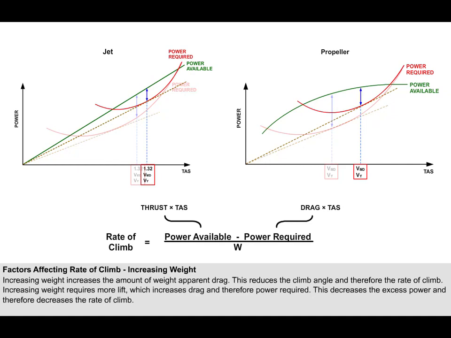This results in less excess power available, and therefore a decrease in the rate of climb. The power graphs for both jet and propeller demonstrate this. However, what is important to see is that the speed for maximum excess power available is no longer the same. It is now higher. So with higher weight, the rate of climb is decreased, but Vy is increased.